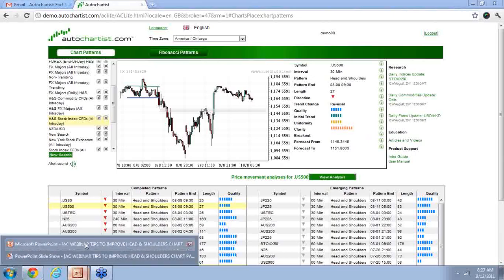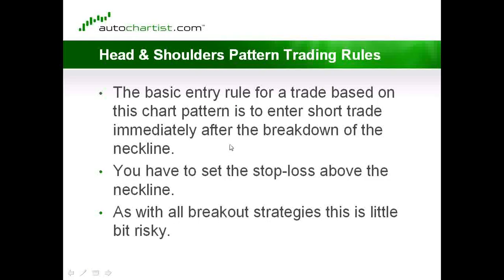Okay, we'll go back to our PowerPoint slide right now, and we'll talk about some of the trading rules that are involved in working with the head and shoulders pattern. Now, the basic entry rule for a trade based on this chart pattern is to enter the short trade immediately after the breakdown of the neckline. Okay, now the beauty part about AutoChartist is that when we do get that break of the neckline, an alert's going to go off. Either you'll have a visual alert, which is an orange marking or an orange dot, which I'll show you in a bit, or you get an audio sound that sets it off.